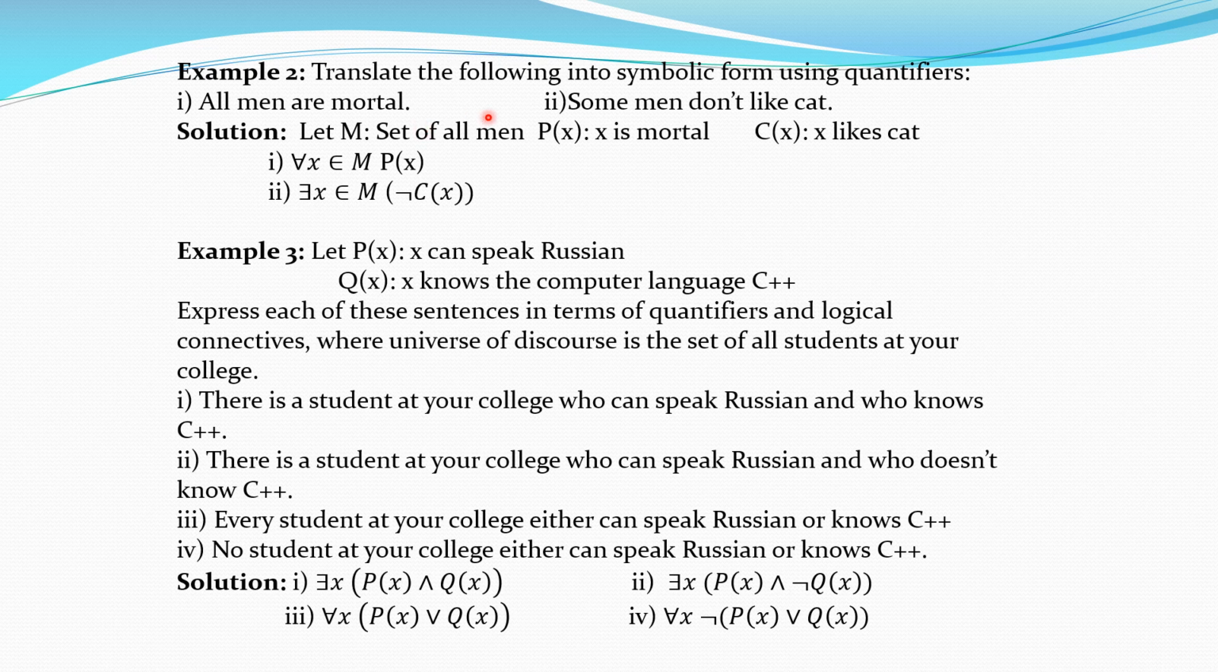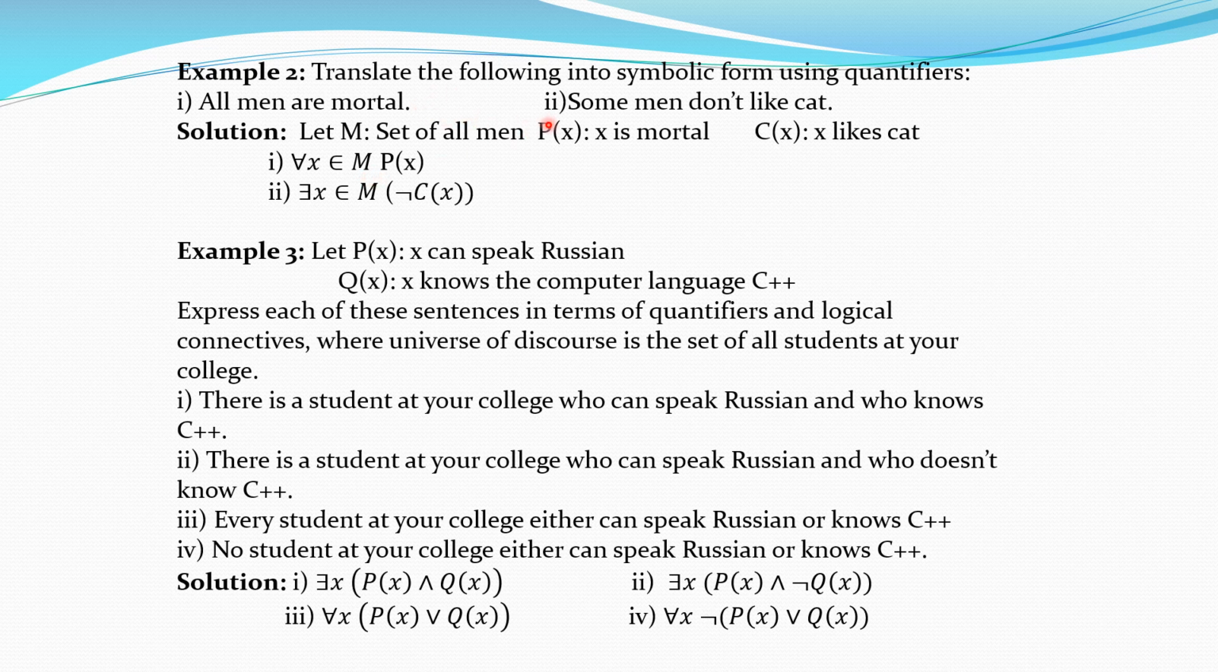Now second is some men do not like cat. Now about men, it is given that they don't like cat. So here we define Cx as x likes cat, or you can define directly x doesn't like cat. So it depends how you define the predicate. Accordingly, you have to change the symbolic form.